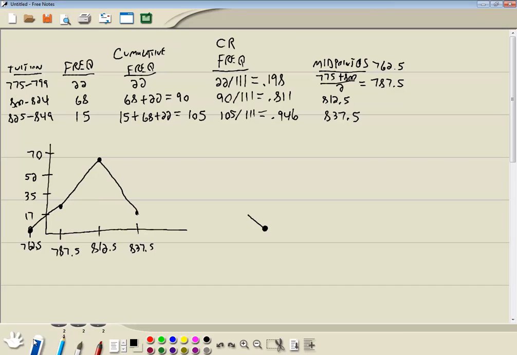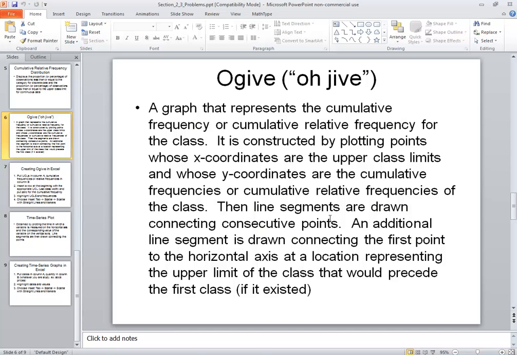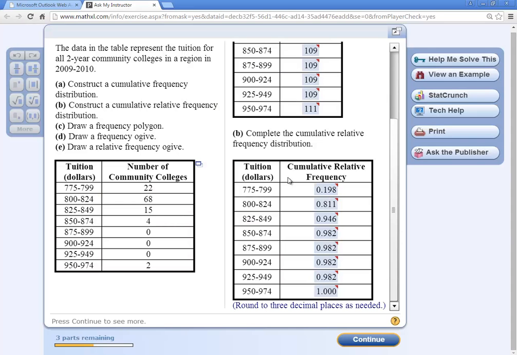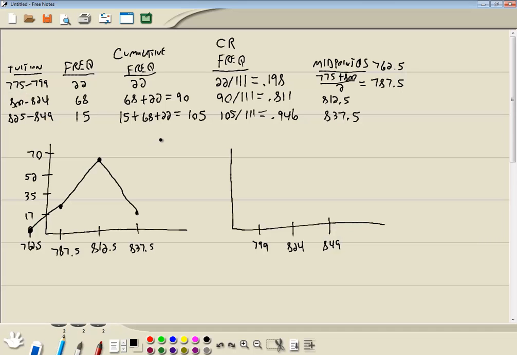So I'm going to do this graph. Let me erase this so I can make room. It's going to be based upon these numbers. Can't draw a straight line, but okay. So 799 and 824 and 849. They're cumulative frequencies. But specifically, what are they asking for? Frequency ogive. Okay. So it's based upon cumulative frequencies, though. So we're looking off here. It doesn't say cumulative, but that's what an ogive is based upon.